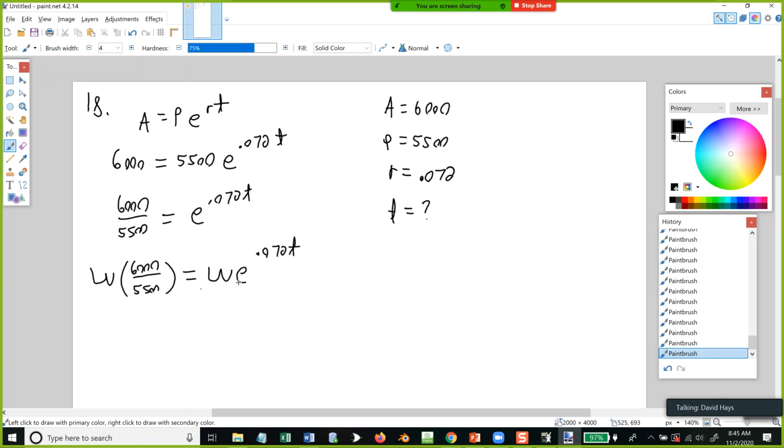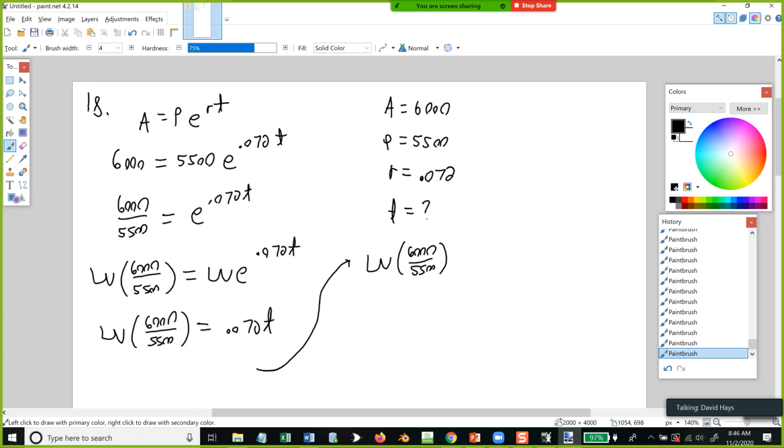Now our next step said use properties of log to get the variable out of the exponent. Natural log and e will cancel each other away, if you remember. So we've got natural log of 6,000 over 5,500 is equal to 0.072t. Divide both sides by 0.072. Natural log of 6,000 over 5,500 divided by 0.072. That's going to give us our time.